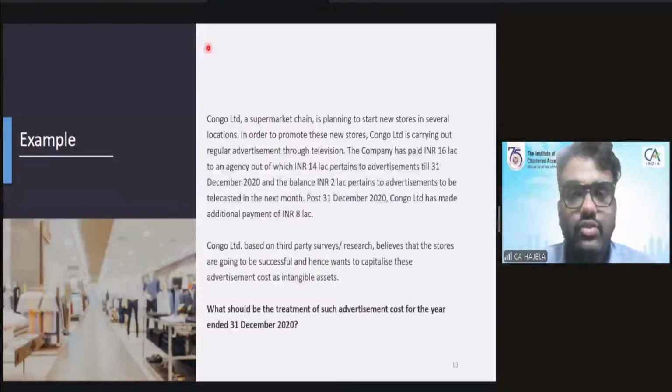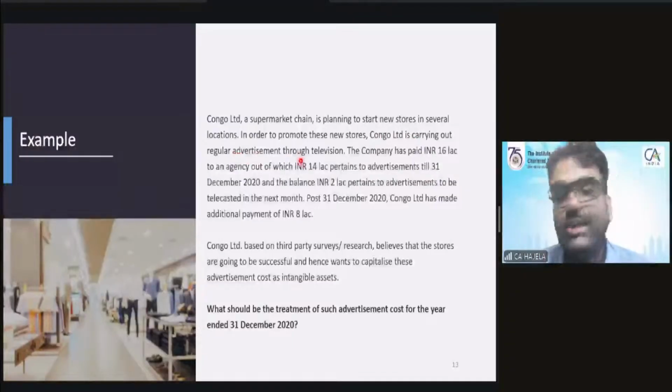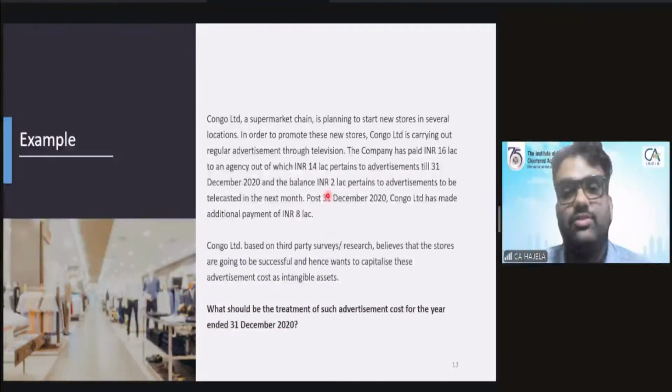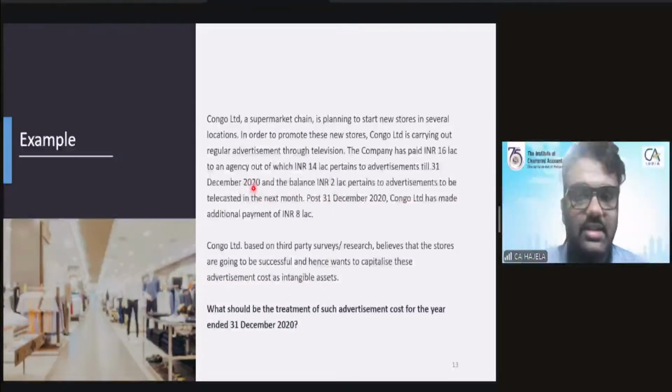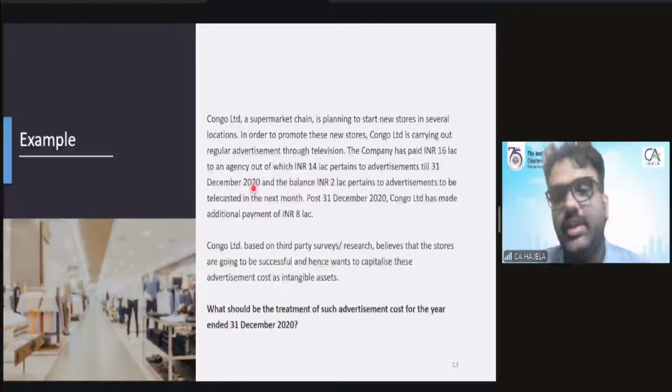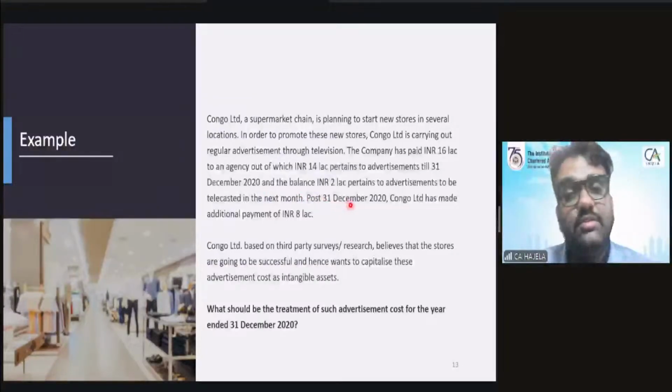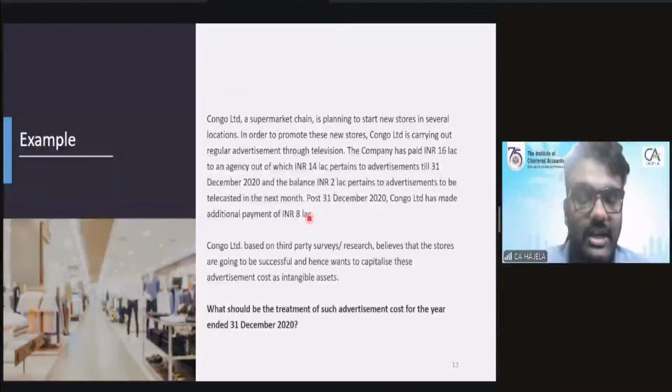So Congo Limited, a supermarket chain, is planning to start new stores in several locations. Now, in order to promote these new stores, Congo Limited is carrying out regular advertisement through television. The company has paid INR 16 lakhs to an agency, out of which 14 lakhs pertains to advertisement, and the balance 2 lakhs pertains to advertisement next month. So the 14 lakhs worth of advertisement will be telecast till December 2020, and the remaining 2 lakhs will be advertised the next month. Now, post December 31st, they have made an additional payment of 8 lakhs for the advertisements.